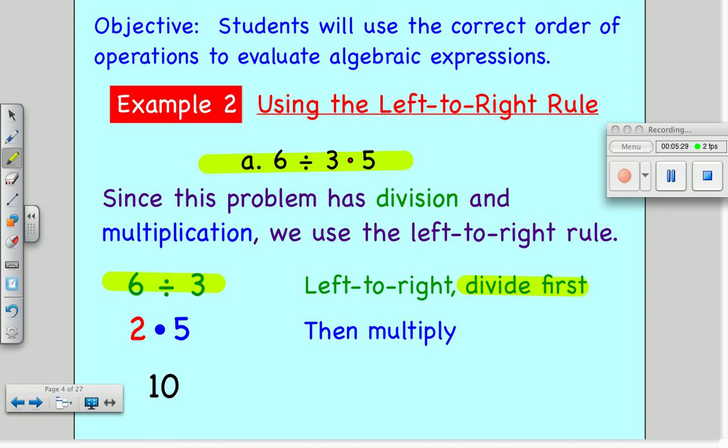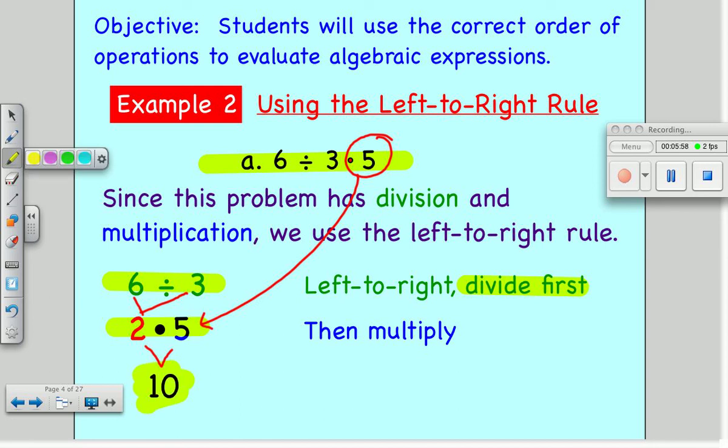Now next, I'm going to multiply the 2 times 5. Where did that 2 come from? That came from 6 divided by 3 is 2. And where did that 5 come from? Up here in the problem, 5. So I'm multiplying times 5, and 2 times 5 is 10. And I need you to write that, and don't forget to write multiply here. That's what you're doing, you're multiplying.